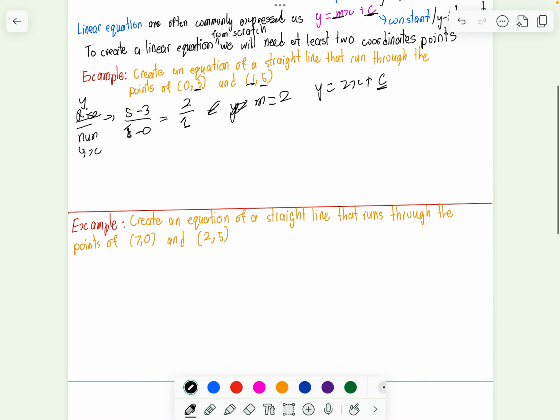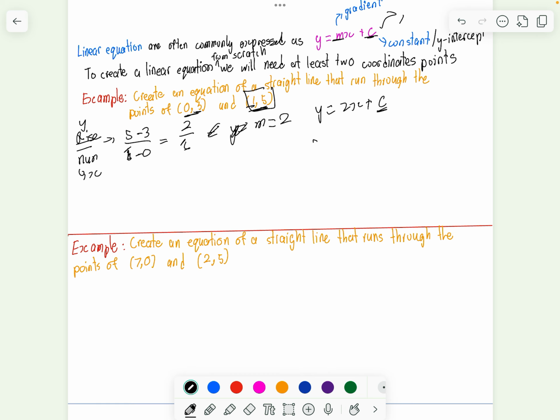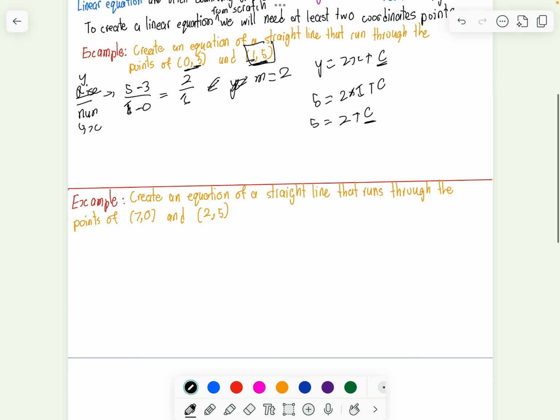Now we want to find our c. We can do that by basically just substituting one of our points. So I will choose (1, 5). If y is 5 when x is 1, then 5 equals 2 plus c, and so we want to isolate c on our side. So we go minus 2 on both sides, which is 3 equals c. So our answer is y equals 2x plus 3.